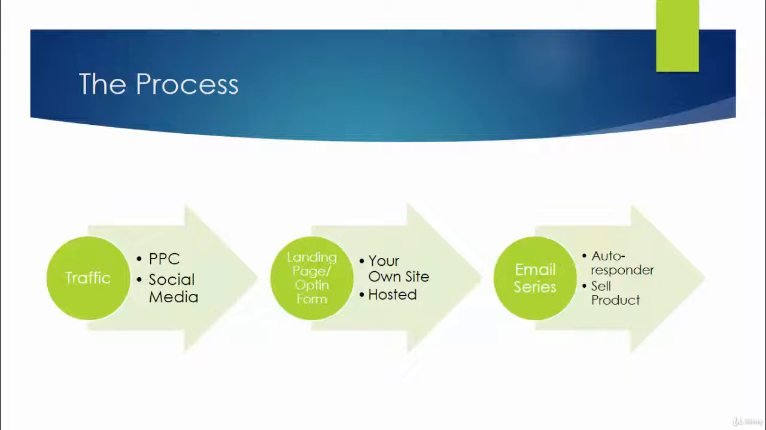First of all, you can see that this process is centered on the middle element here. So even if the logic of the process is traffic, landing page, and email series, we will actually start the process with the middle part, okay, with the landing page and the opt-in form. So in order to start to build an email list, so basically people, leads to which you can sell through email marketing, you first need a landing page or an opt-in form.